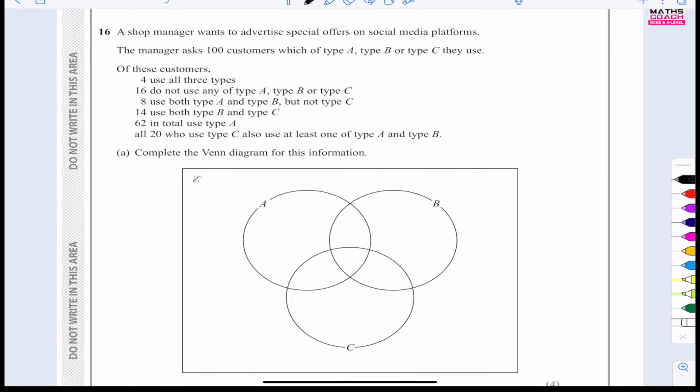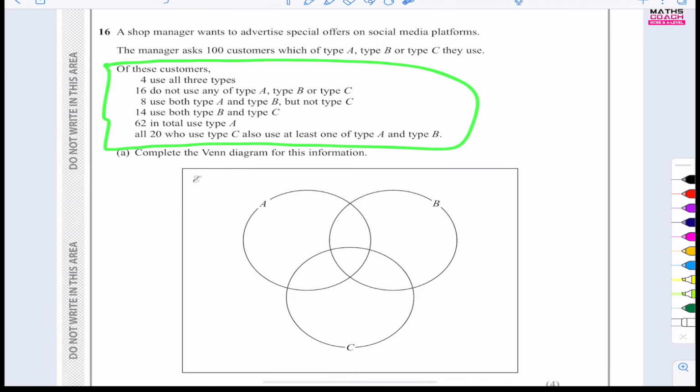All right, question 16. This is a Venn diagram question. The manager asks 100 customers which type, A, B, or C, that they use. Now, before we start, with Venn diagram questions, make sure that you read through several times, more than once for sure, and you fill in the diagram slowly, okay? If you can, start with the middle, okay, right here. This is how you normally start Venn diagram questions. So let's go ahead and read all this information.